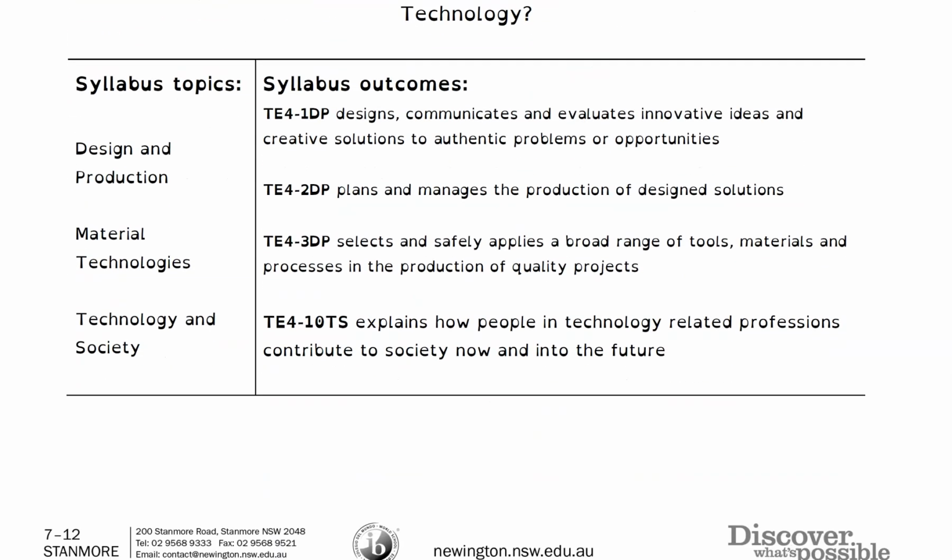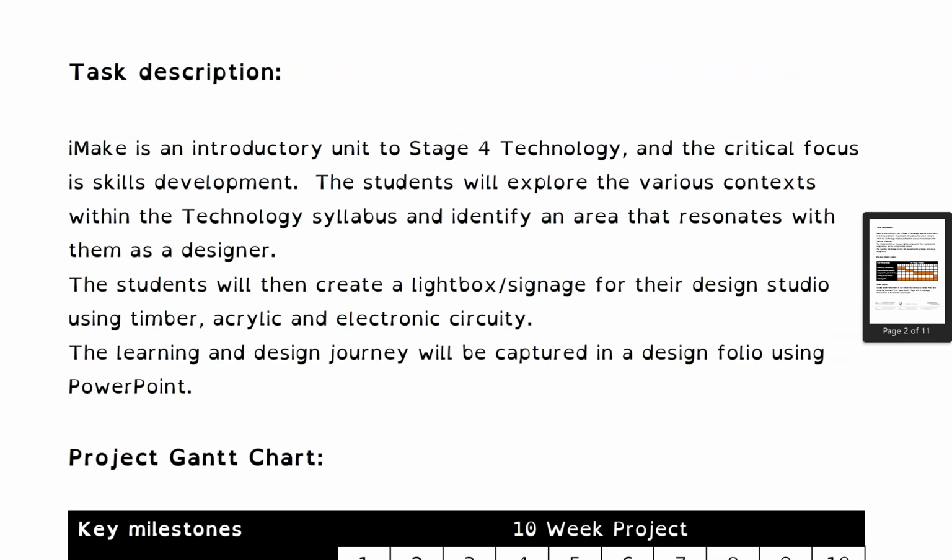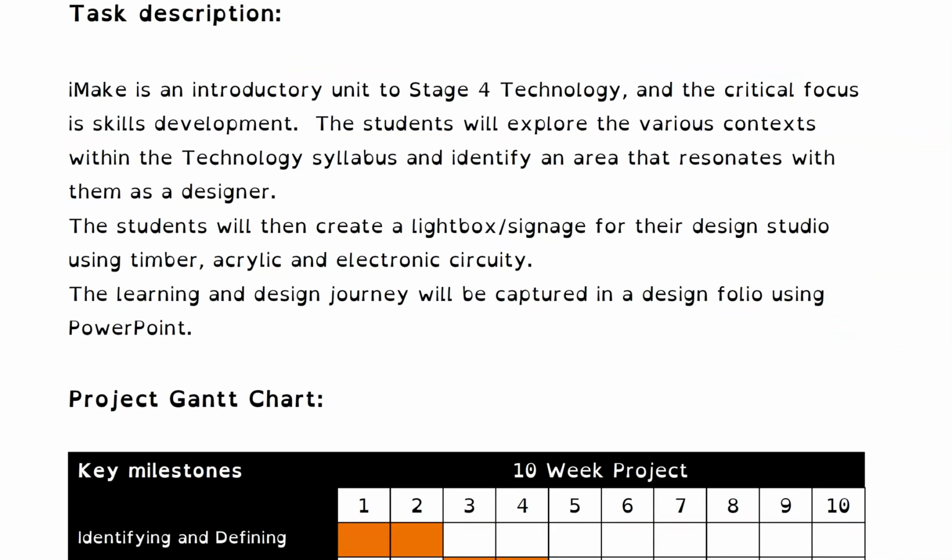The outcomes that we're working towards in this unit are just looking at the design process. So design, communicate and evaluate innovative ideas and creative solutions to problems. The second one is to plan and manage the production of design solutions. The third one is to select and safely apply a broad range of tools, materials and processes in the production of quality projects. And the fourth one is to explain how people in technology related professions contribute to our society now and into the future.